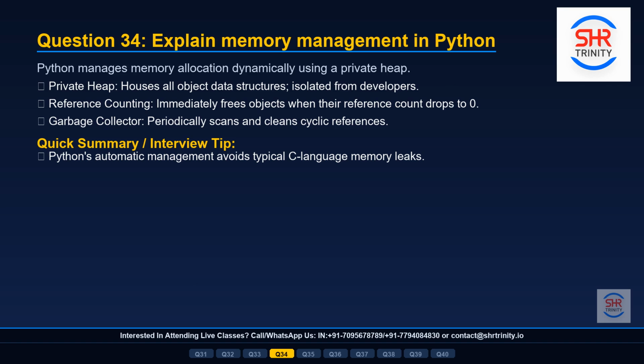When you assign a variable, the count increases. When you reassign or delete the variable, the count decreases. The moment an object's reference count reaches 0, Python immediately frees that memory. There is also a generational garbage collector that runs periodically in the background to clean up cyclic references, which are objects that reference each other and would never reach 0 through counting alone.